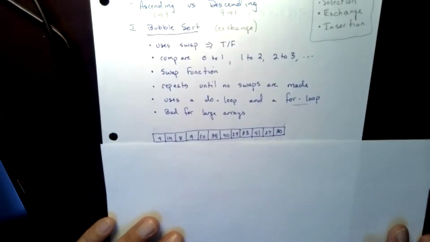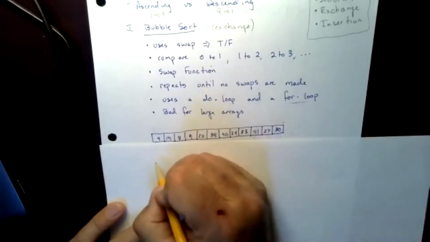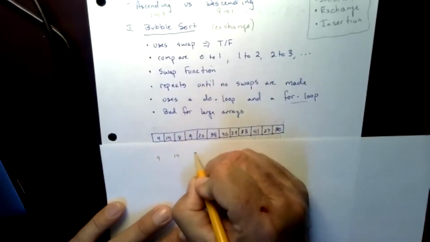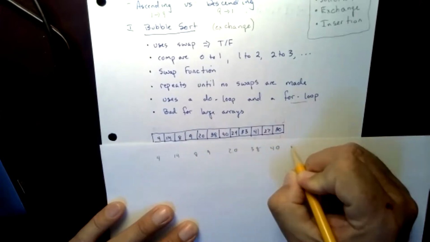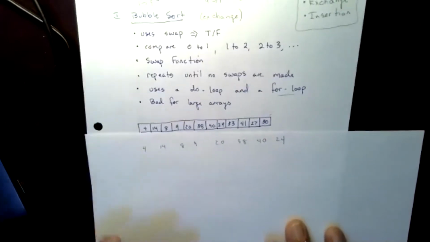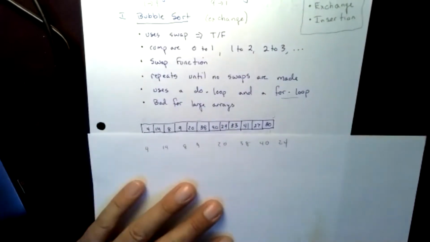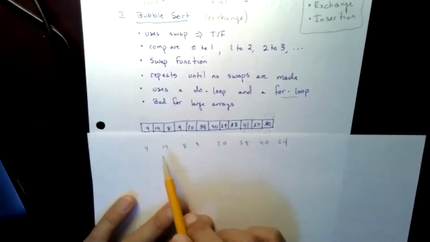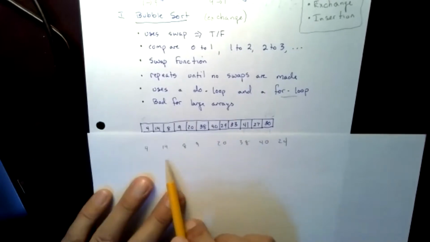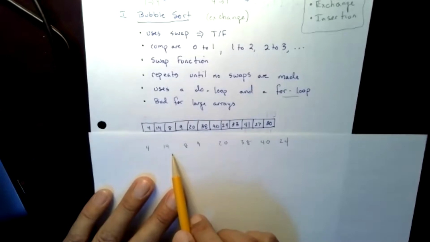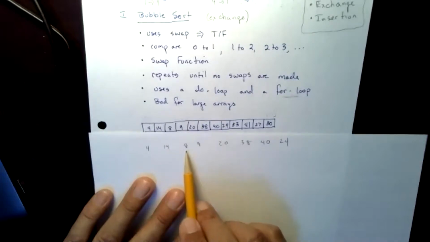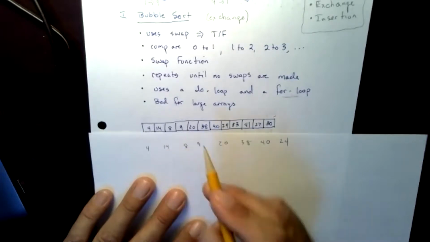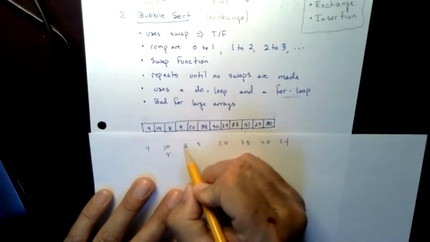So I'm going to go through the list the way you see it. We have 4, 14, 8, 9, 20, 38, 40, 24. I'm going to stop there. I don't want to keep going. And I'm going to go through and do a bubble sort. So again, I'm going to say, okay, I'm going to compare 0 to 1. Are they in order? Yes. Now I'm going to compare 1 to 2. Are they in order? No. So I need to swap them.